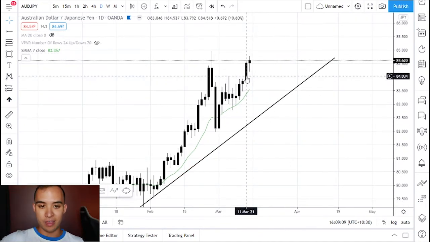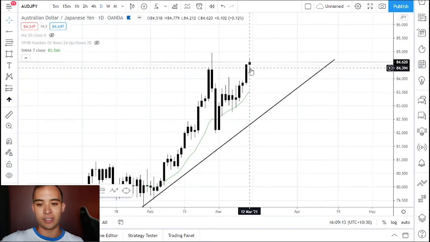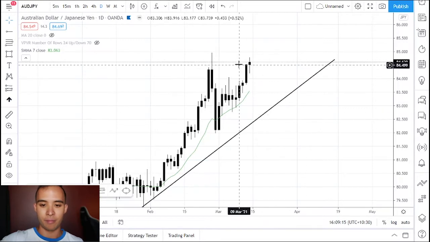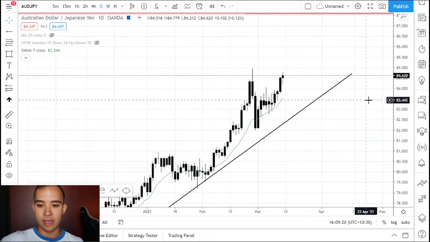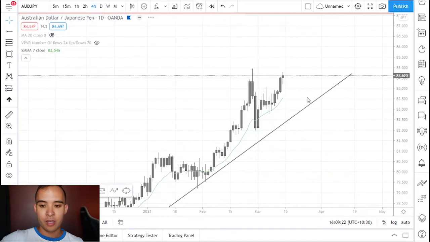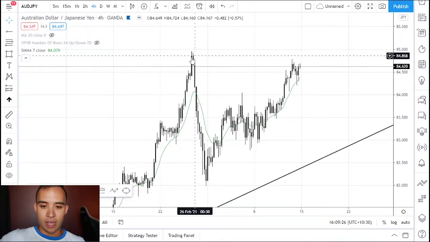What day was that? On the 11th of March, we had a very strong bullish candle, which indeed closed above the minor resistance we've had. So for the Aussie yen, I am also feeling bullish. Going into the smaller time frames, we have an area here.